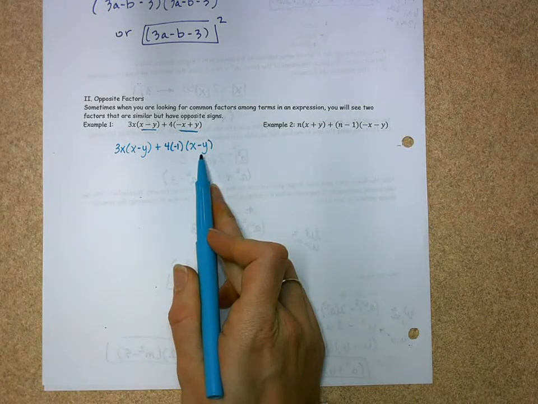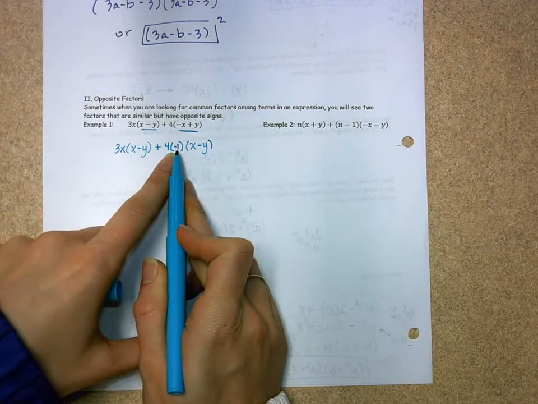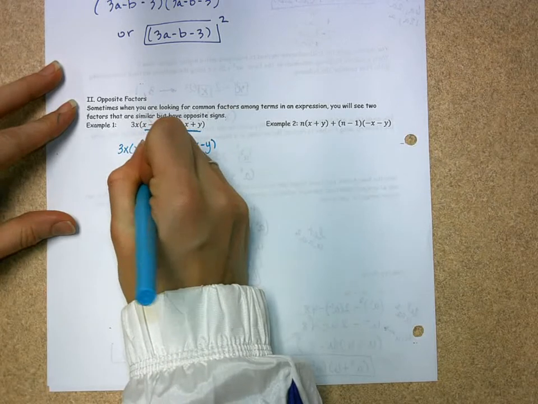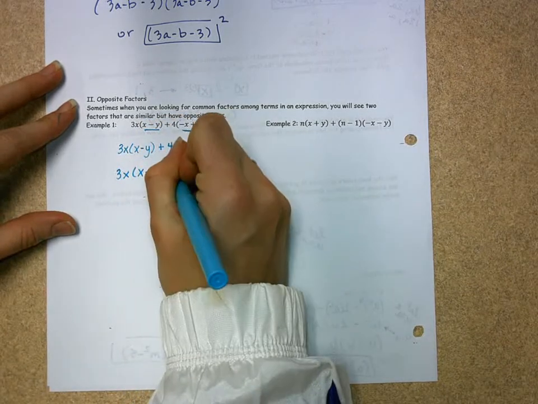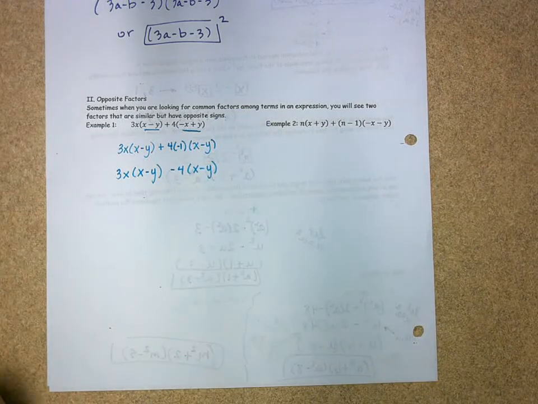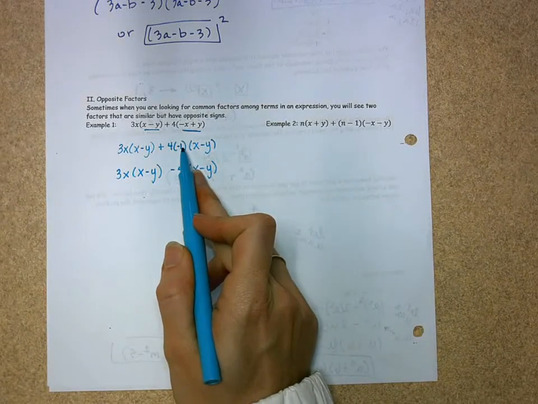Do you do this in the 4? You need to just multiply the -1 out by the 4. So what this will turn into is 3x times quantity x minus y minus 4 times quantity x minus y. So that's what it'll turn into. Now if you think, how can I do that? How can I divide out a -1?